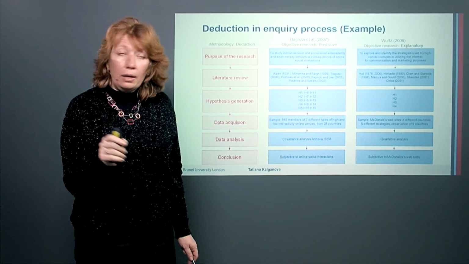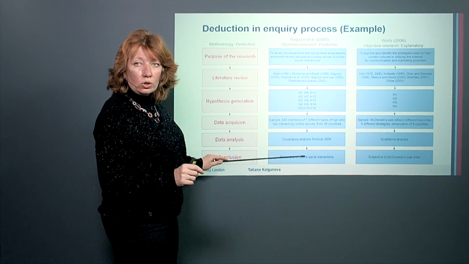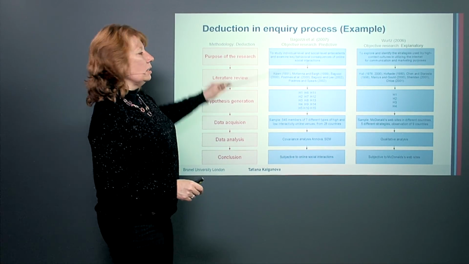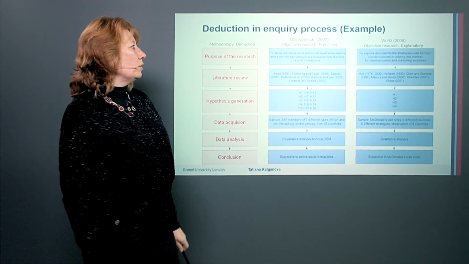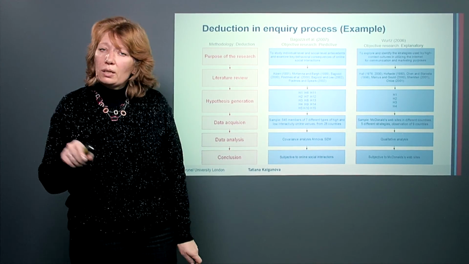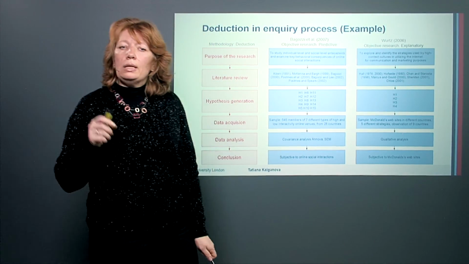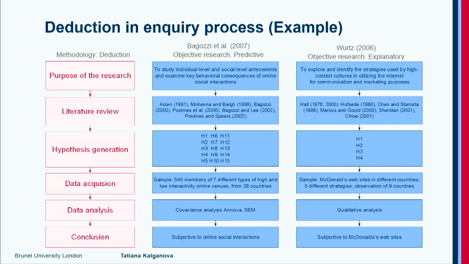What is important, when we start to analyze this process, is that we need to double check: is the conclusion drawn for this particular paper answering our research question? Has the purpose of the research been achieved? Let's have a look and do analysis of another paper. This paper is by Wurtz, published in 2006. Let's try to do exactly the same analysis.